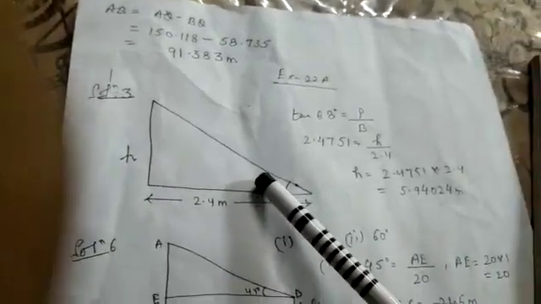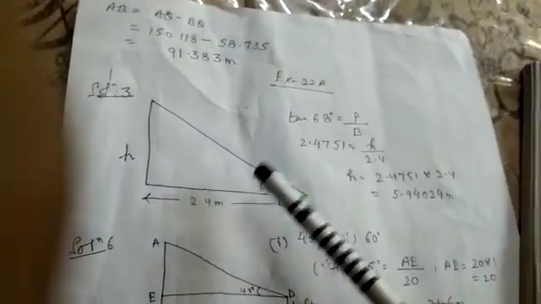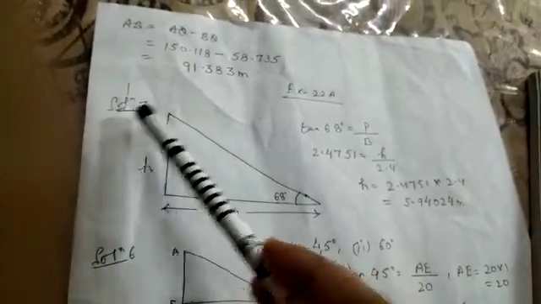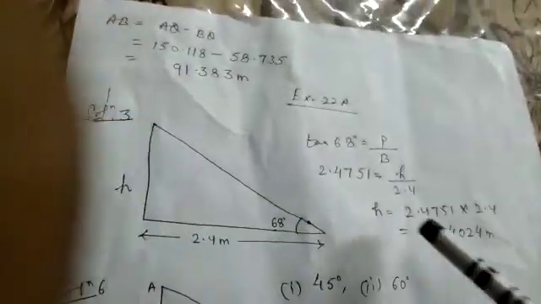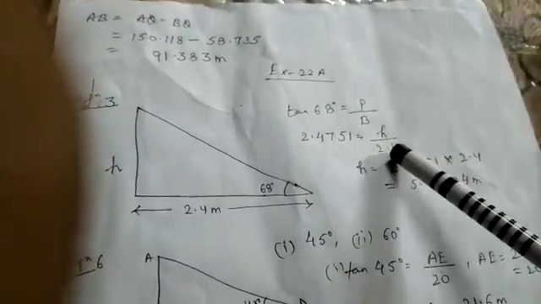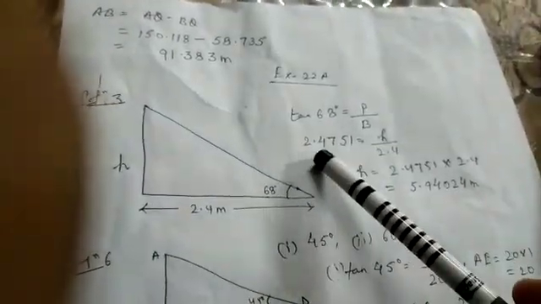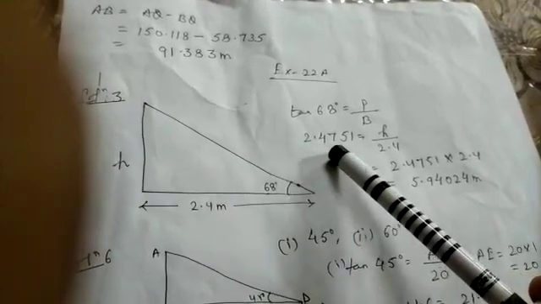Find the height up to which the ladder reaches. कहाँ तक ladder पहुँच रही है, इसका मतलब आपको wall की height निकालनी है. So the value of tan 68 degrees is equal to perpendicular upon base. The value of tan 68 degrees you can see from the back side, that is 2.4751.